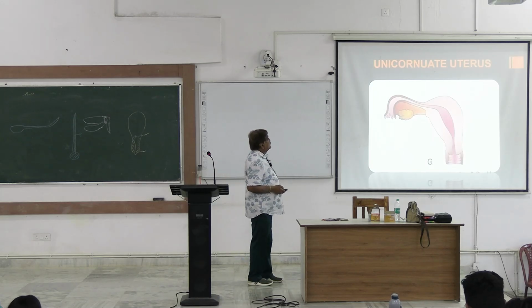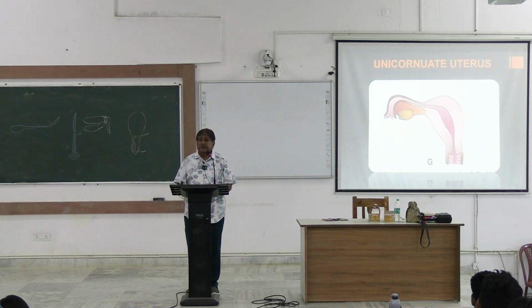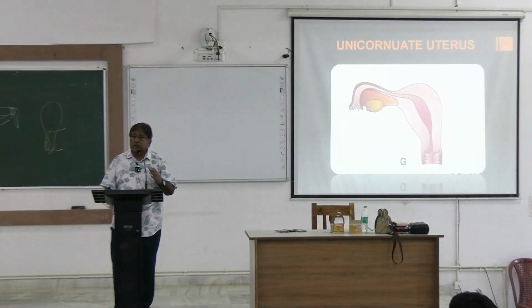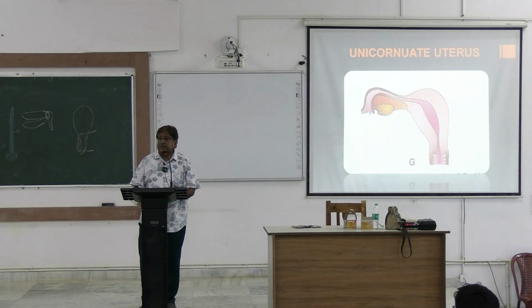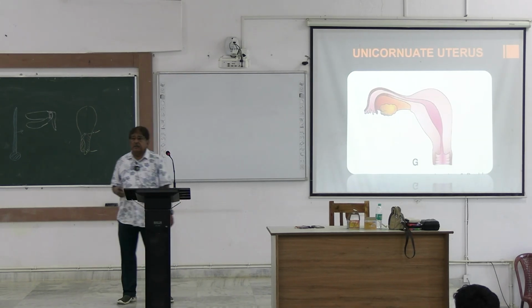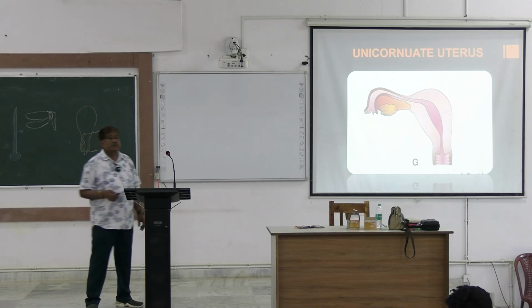Now, unicornuate uterus. Unicornuate uterus is a very rare condition, but even a unicornuate uterus can give a child. It won't be aborted. I will show you a patient I encountered, and she had a unicornuate uterus.